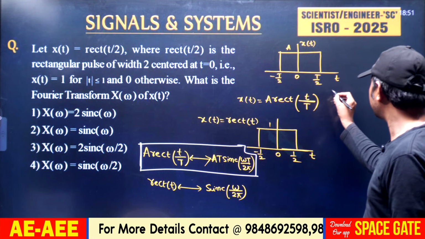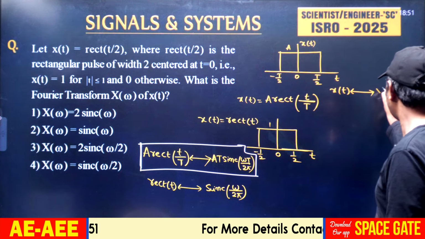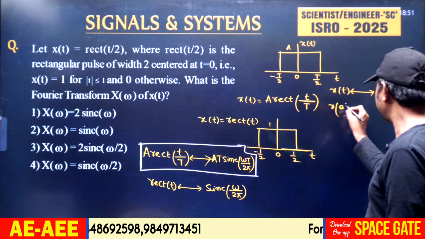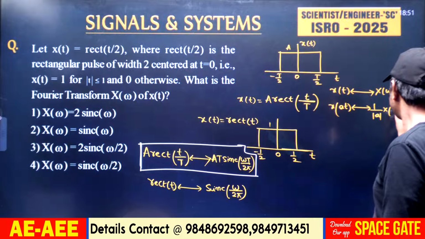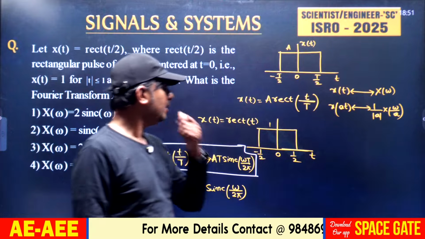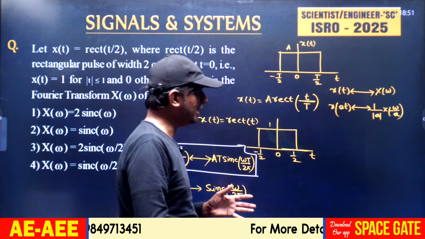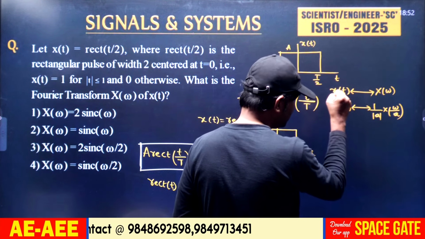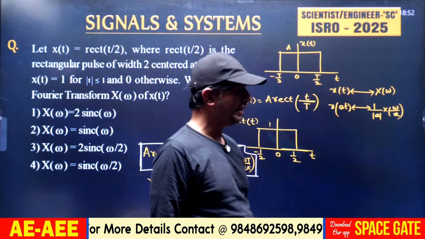The scaling property of Fourier transform says that if the signal x of t forms a Fourier transform pair with X of omega, then x of at forms a Fourier transform pair with 1 by mod a X of omega by a. This is the time scaling property of Fourier transform. The principle involved in scaling is only one thing: you identify the scaling factor first, and after that in your Fourier transform, wherever you have omega, replace it with omega by a, right?